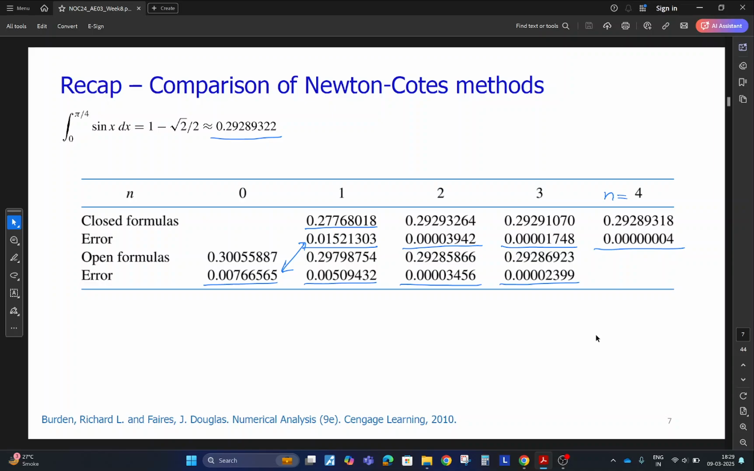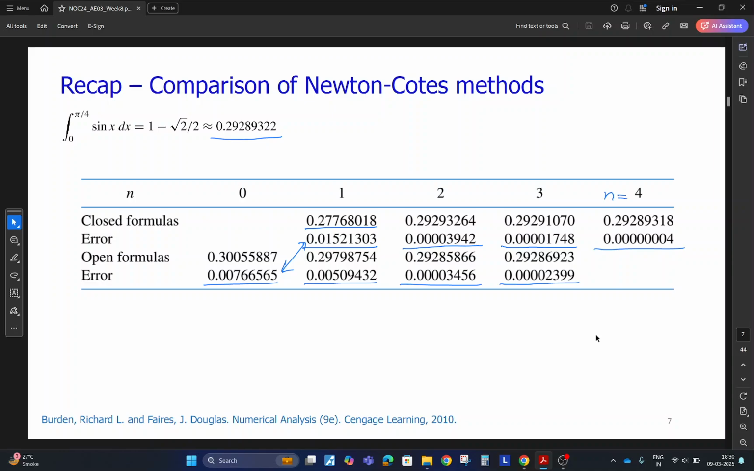For the open Newton-Cotes methods, on the other hand, we see that the effect of increasing the number of integration points from 0 to 1 does not have any appreciable effect. However, from 1 to 2 and 3, the error does go down by 2 orders of magnitude. It is also clearly noticeable that the error for the open Newton-Cotes method of order 0 is less than even the first order closed Newton-Cotes formula.